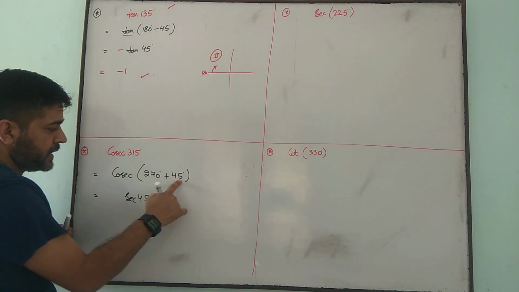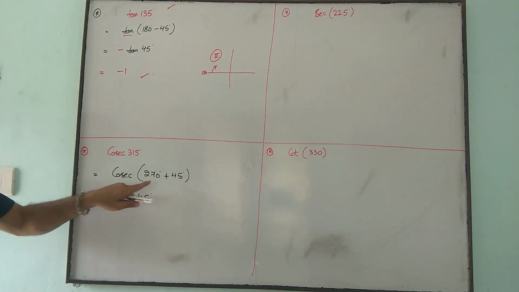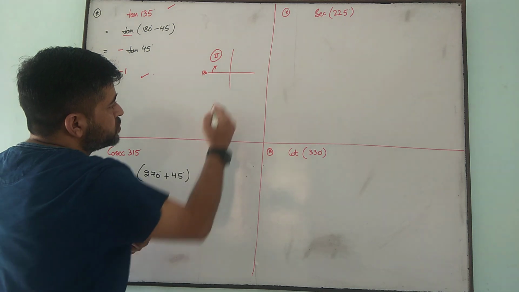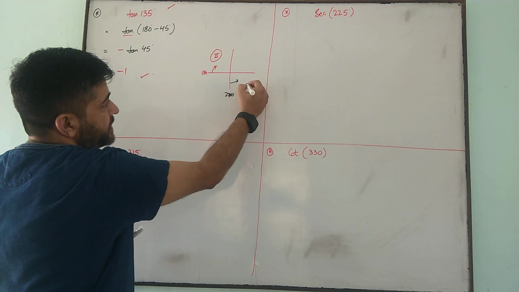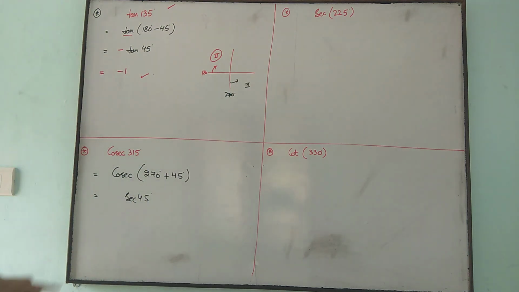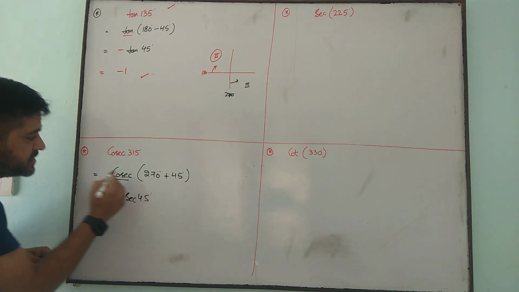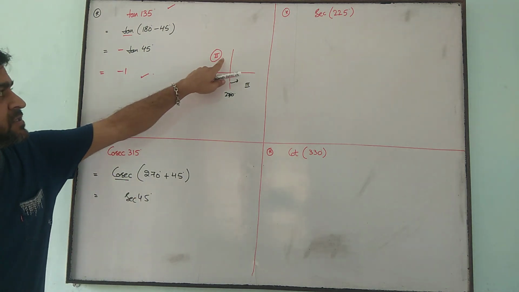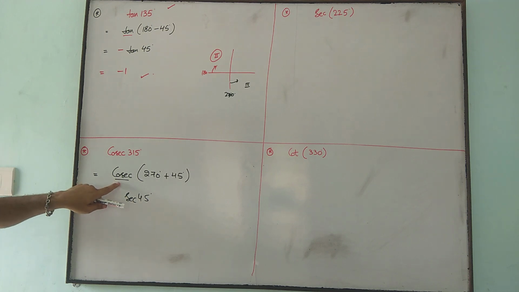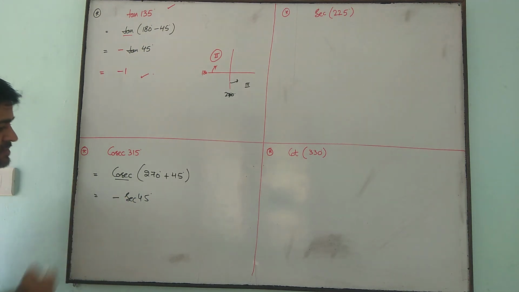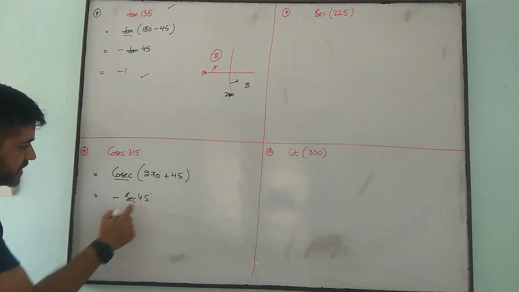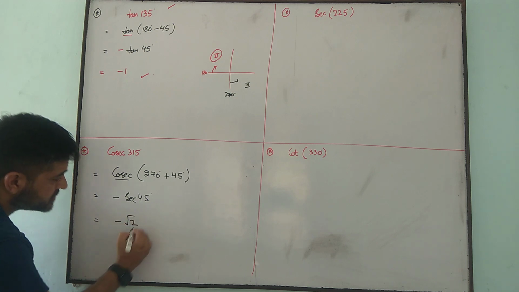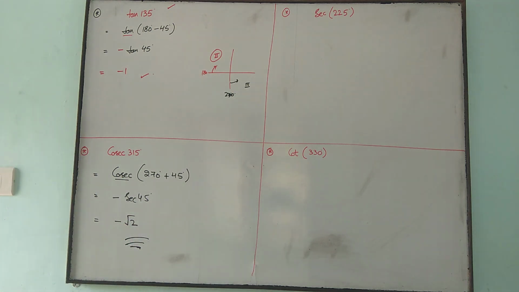Cosecant 270 plus theta is secant theta, and 270 plus theta, this is 270 angle, 270 plus theta, in the positive direction of angle. 270 plus theta lies in the fourth quadrant. In the fourth quadrant, don't see this, you have to see this. Cosecant is positive in the second quadrant only, so in the fourth quadrant cosecant will be negative, so it is minus. And secant 45, we know cos 45 is 1 by root 2, so secant 45 is root 2, so our result is minus root 2, that is cosecant 315 degree.